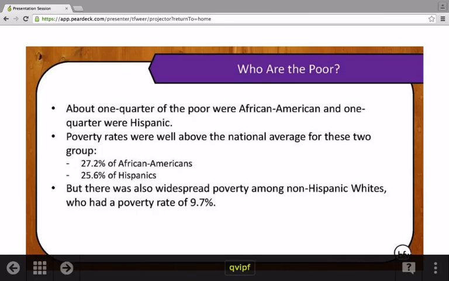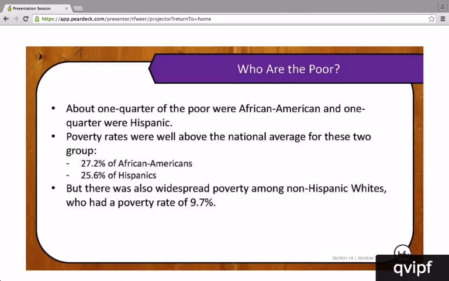And here you see those statistics that I've just mentioned and the poverty rates for these different groups of people. What really stands out here is that if you're non-Hispanic and white, you only have a poverty rate of 9.7%. It's much higher, you can see, for Hispanics and African Americans. So there are differences based on race and ethnicity in terms of who is most likely to be poor.